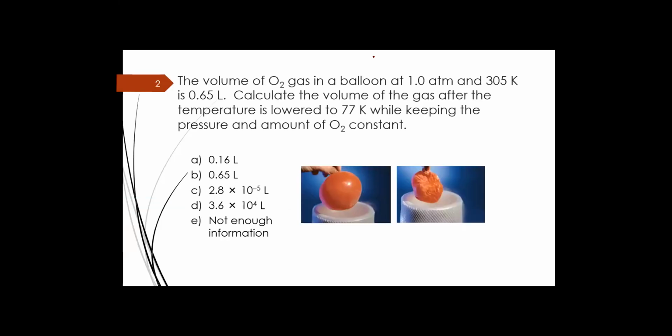So I'm going to start with a review from last time. Last time we talked about the combined gas law. And so in this scenario, we have the volume of oxygen gas in the balloon at 1 atmosphere and 305 Kelvin, with a volume of 0.65 liters. Now from there, we want to calculate the volume of the gas after the temperature is allowed to lower to 77 Kelvin while keeping the pressure and the amount of O2 constant.